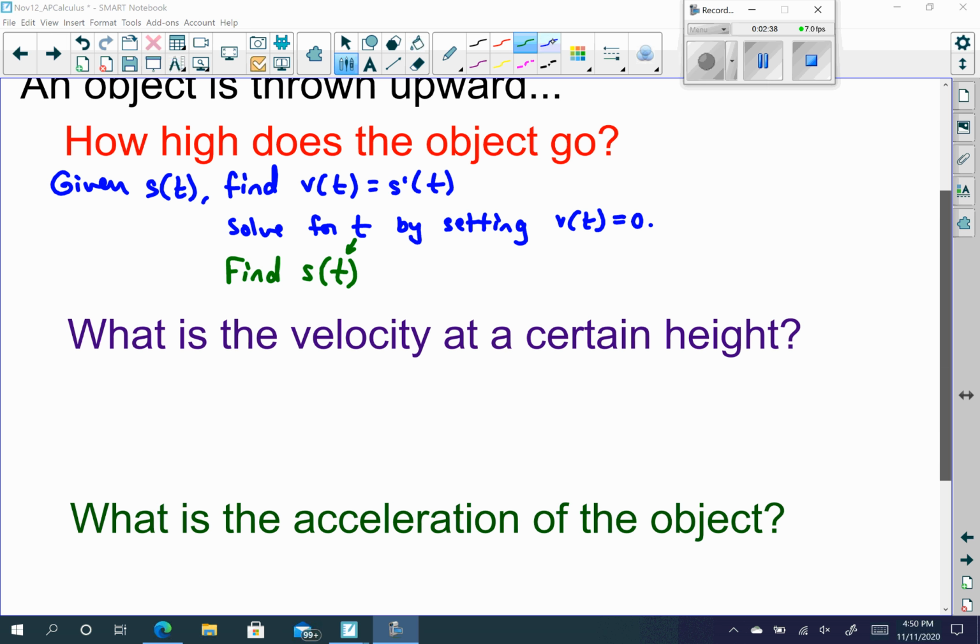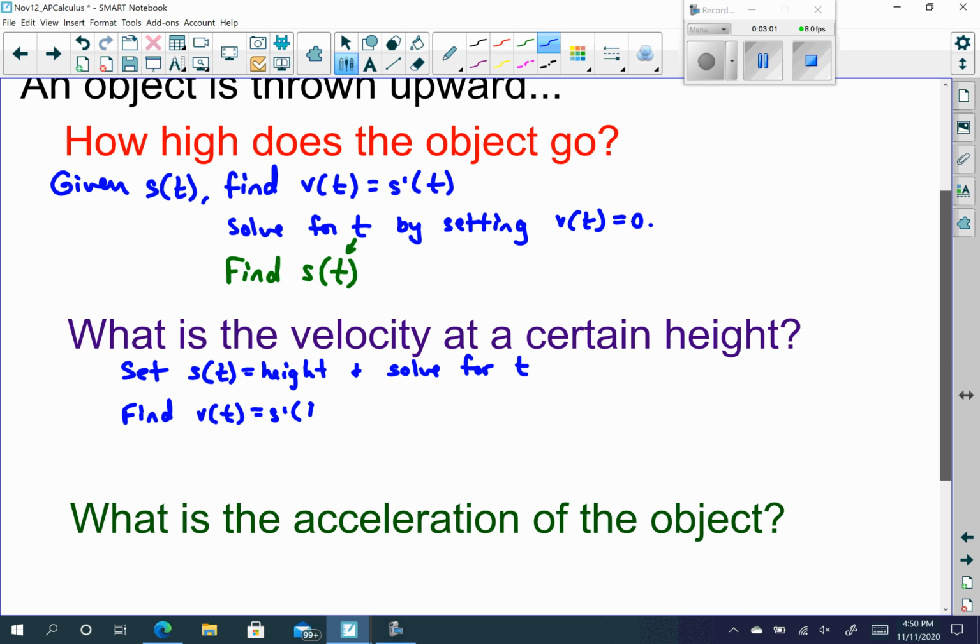All right, another question I could ask you: what is the velocity at a certain height? So what we'd have to do when we're given that height, we would set s of t equal to that height and then solve for t. Then we would find v of t, which again is the derivative of our position, and then substitute the t value in. So again, what's connecting this here is the t values for both of them.